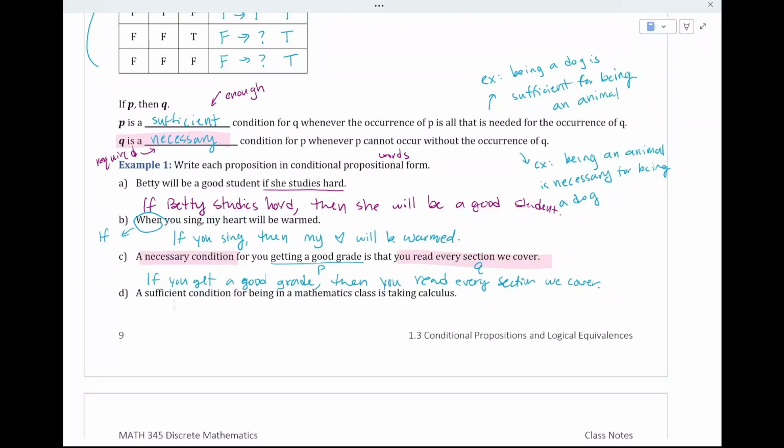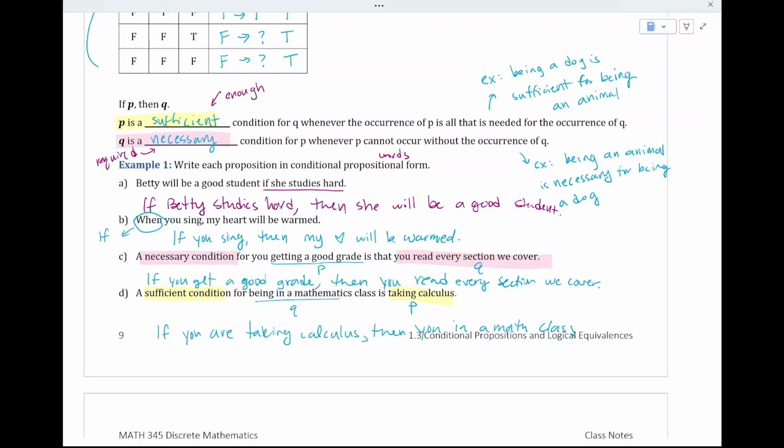Next one is about sufficient. A sufficient condition for being in a math class is taking calculus. So taking calculus here is our P, because P is a sufficient condition. And then Q is being in a math class. So if you are taking calculus, then you are in a math class. That is enough to be in a math class, if you're in calculus.